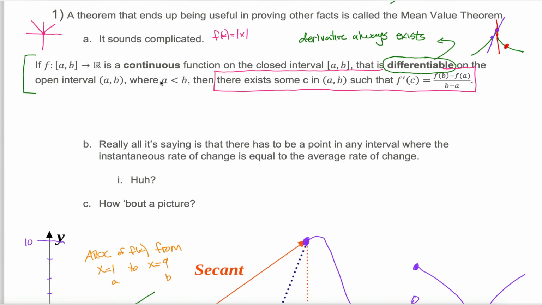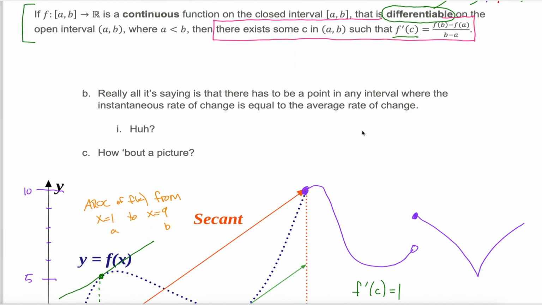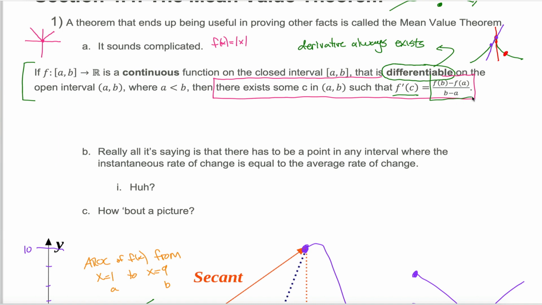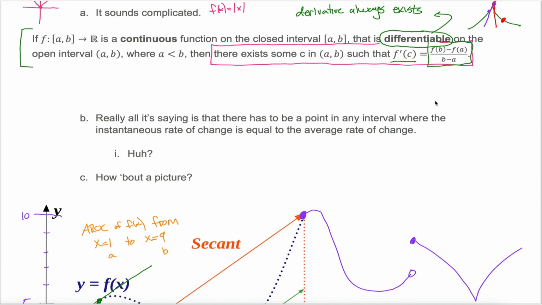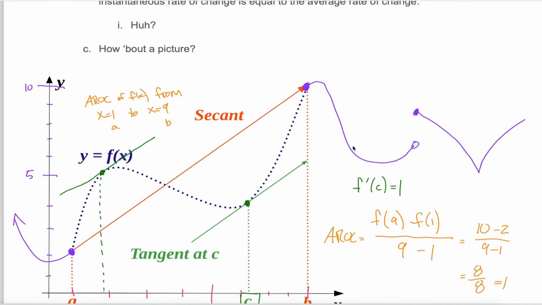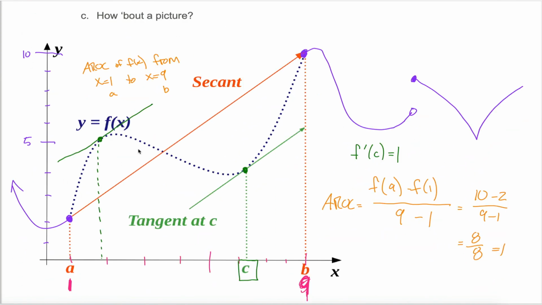Where a is less than b, yeah, of course, the start of the interval has to be less than the end of the interval. Then there exists some c in this interval from a to b, such that f prime of c, think slope of the tangent line, is equal to this expression, being exactly the average rate of change. That's all the mean value theorem says. When someone says mean value theorem, if you can picture this picture, it shows you understand it perfectly.